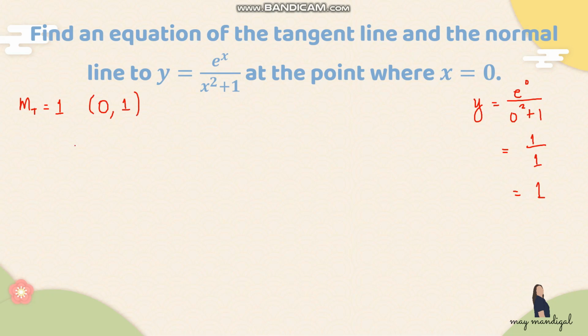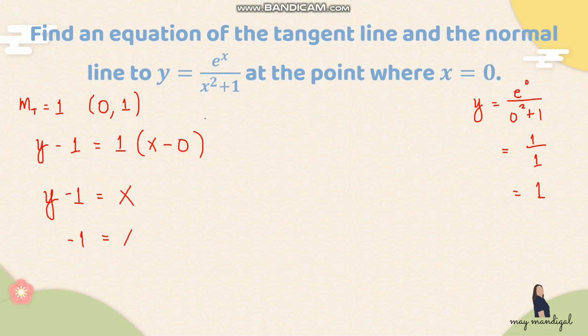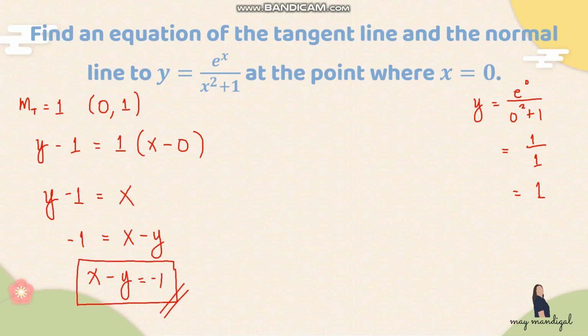And then let's substitute now to our formula. So y minus 1 equals 1 times x minus 0. Just simplify this. y minus 1 equals 1 times x minus 0, or x times 1, so you just have x here. Then you move y to the other side, so you have negative 1 equals x minus y. And then arrange: x minus y equals negative 1. So this is now our equation for our tangent line.